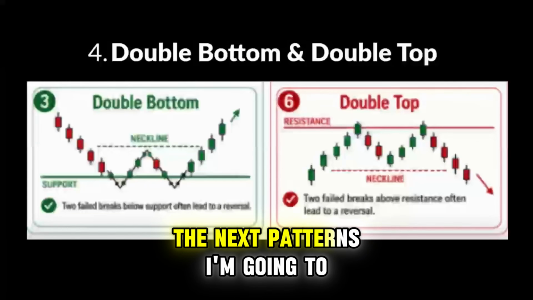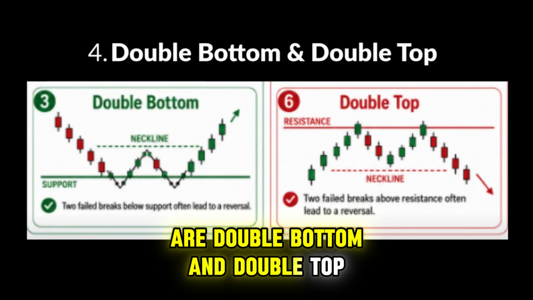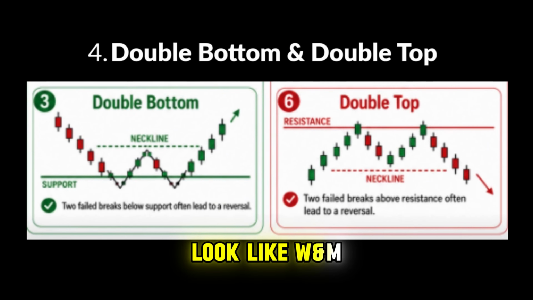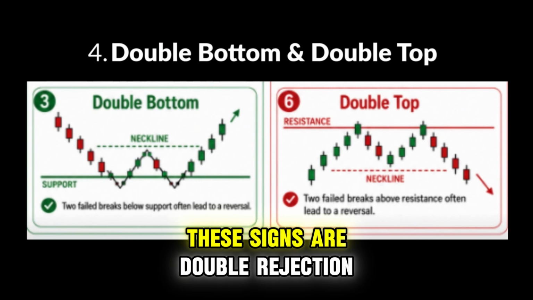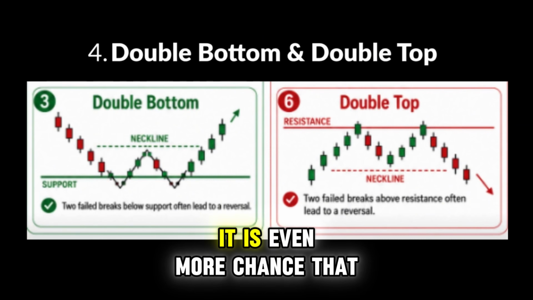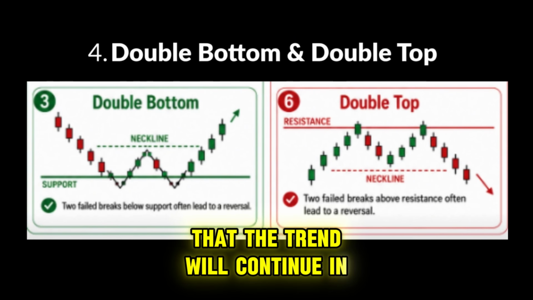The next patterns I'm going to talk about today are double bottom and double top. As you will see, this pattern looks like a W and an M. These are signs of double rejection of the support and resistance lines. There is an even greater chance that if we see this pattern, the trend will continue in our direction.